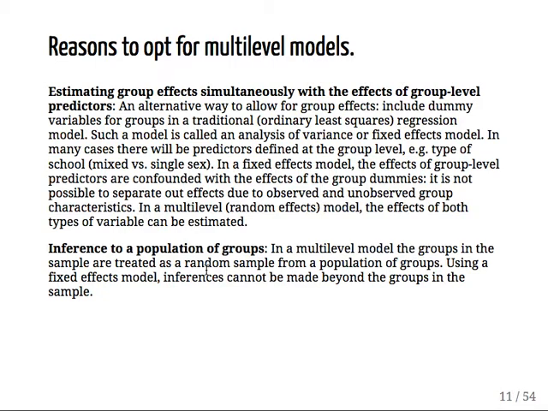And so often we also might want to make an inference to a population of groups. We want to say something about these nurseries or schools in general. And again, that would not be possible, because we wouldn't be treating them as a random sample if we pool them. If we do a multi-level model, then we can correctly make the inferences that they are a random sample.